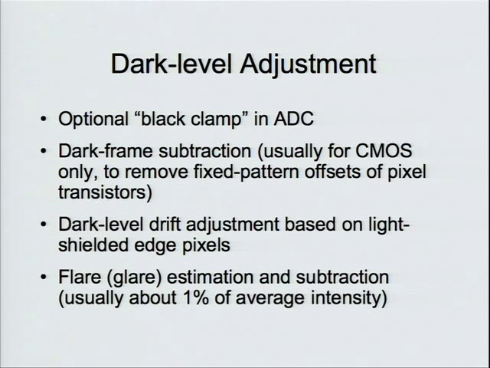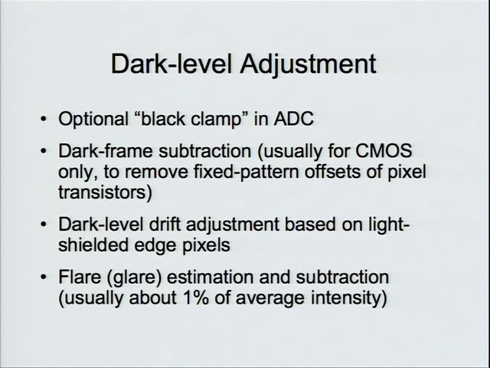Very often you have a step called dark frame subtraction, especially with CMOS sensors, because with CMOS, each one of the pixel sensors itself has a transistor with an offset or a drift, a flicker noise, and so on that moves its zero around. So you get these fixed patterns due to the transistor offsets, and if you capture a dark frame and an image frame and do the difference between them, those will cancel out.